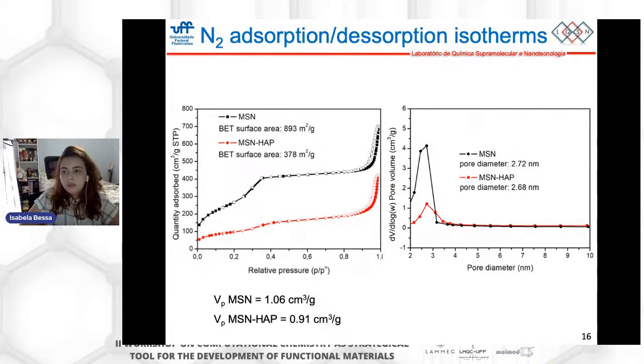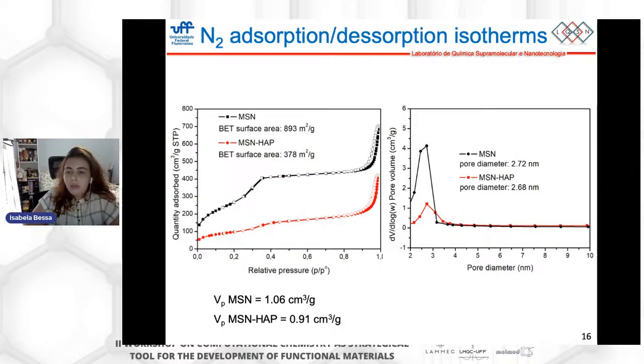The isotherm of the mesoporous silicon nanoparticle provides a BET surface area equal to 893 square meters per gram, which is a little lower than reported in the literature as a consequence of the method chosen to remove the pore template.